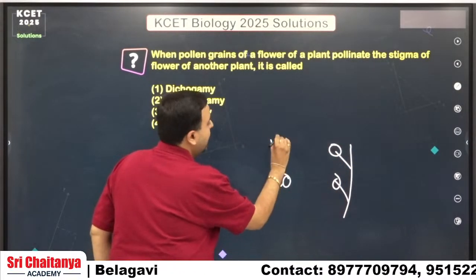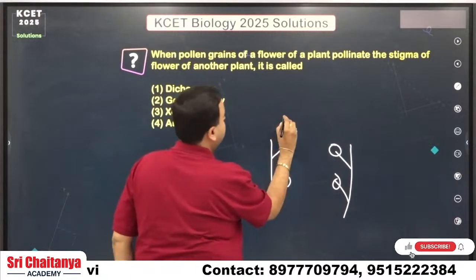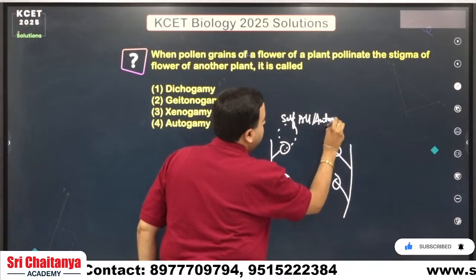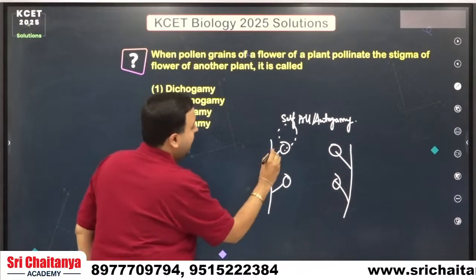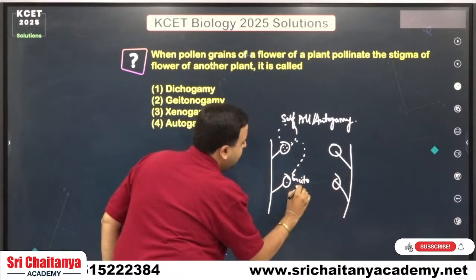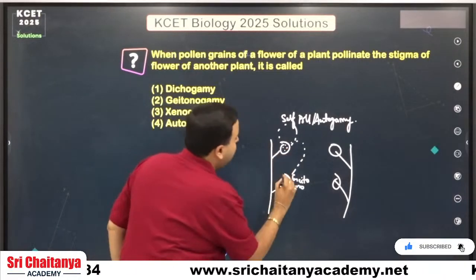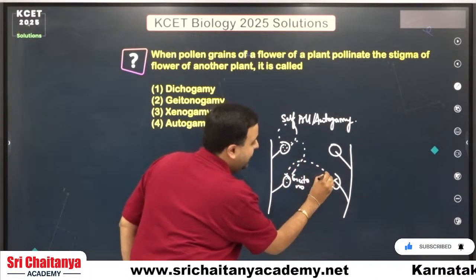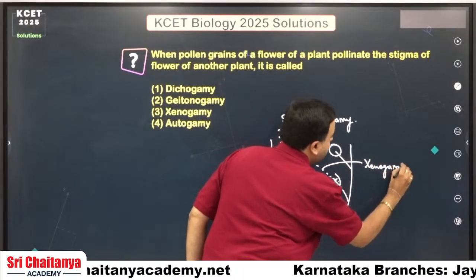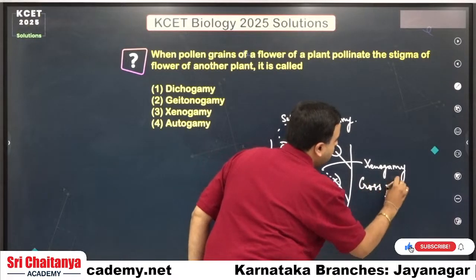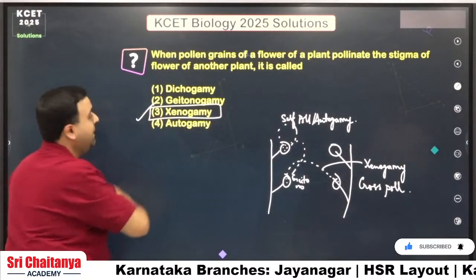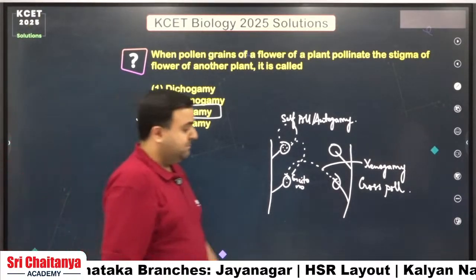Now, if the pollen grain is going to pollinate the same flower, I will call it self-pollination or autogamy. Now, if the pollen grain is going to pollinate another flower on the same plant, here I will call it geitonogamy. Now, if the pollen grain of one flower on one plant is to pollinate another flower on another plant, this is what I will call xenogamy or cross pollination. So hence, by concept, the correct answer for this question is going to be option number 3, that is xenogamy.